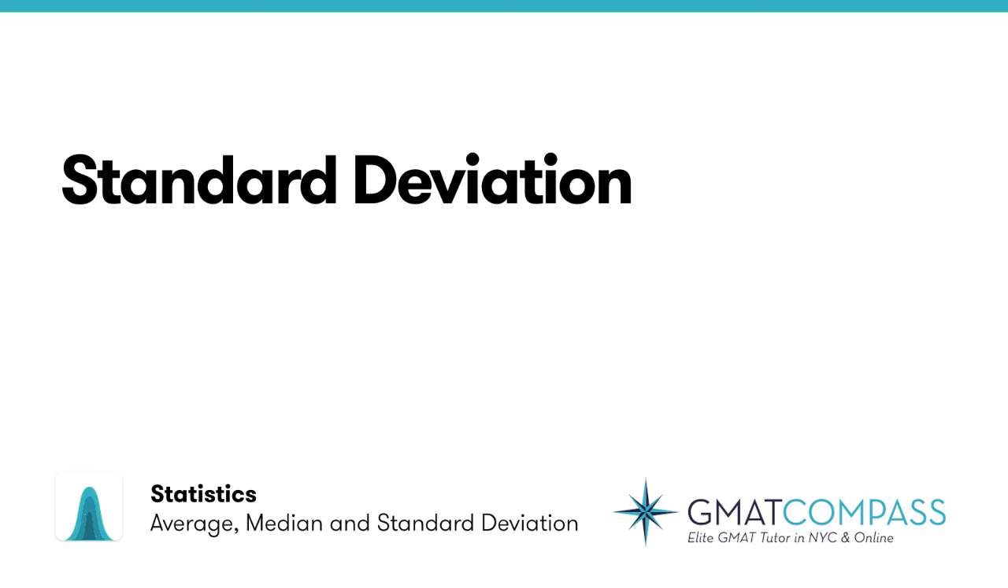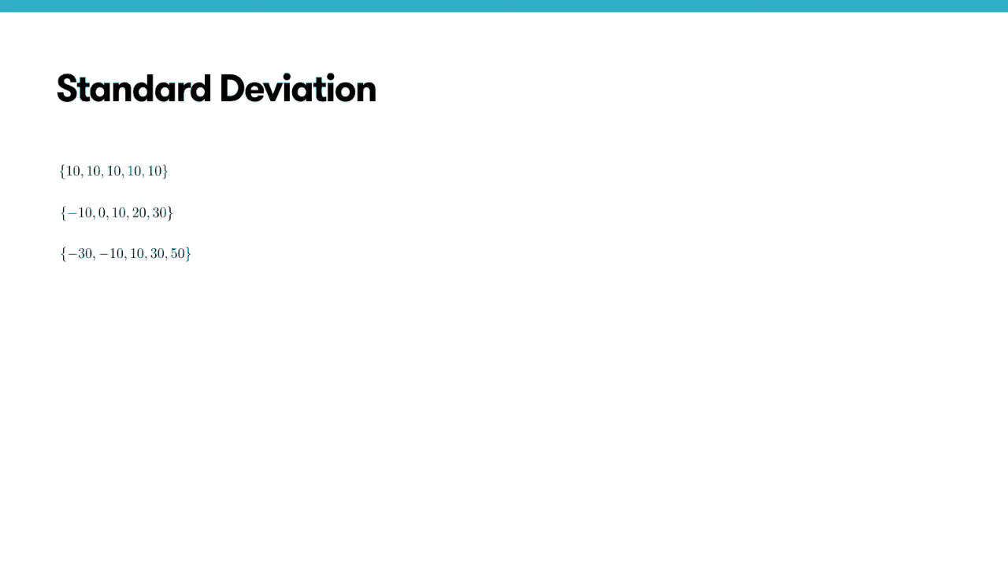In this lesson, we'll address the concept of standard deviation. To understand standard deviation, let's take a look at the following three sets. The first set is all 10s: 10, 10, 10, 10, 10. The next set: negative 10, 0, 10, 20, 30. And the third set: negative 30, negative 10, 10, 30, 50.